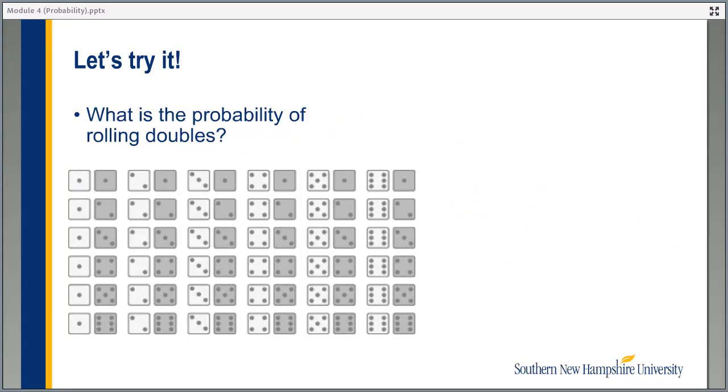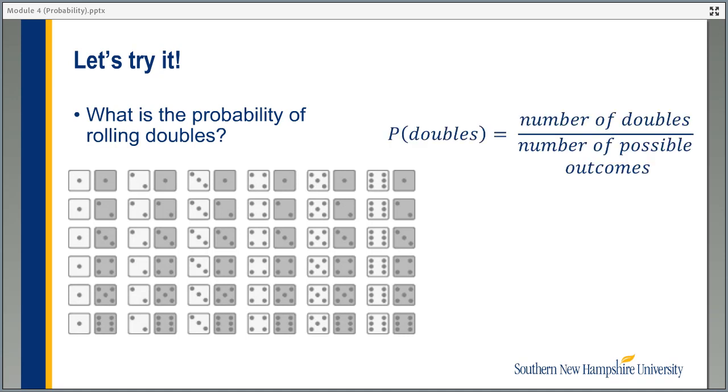So let's try it out. What would the probability of rolling doubles be? The probability would be found by dividing the number of doubles that are possible by the total number of possible outcomes. There are 6 ways to get doubles and 36 total outcomes. So the probability of rolling doubles would be 6 divided by 36, which we can reduce to 1/6, or we can write this as a decimal, which would round to 0.1667.